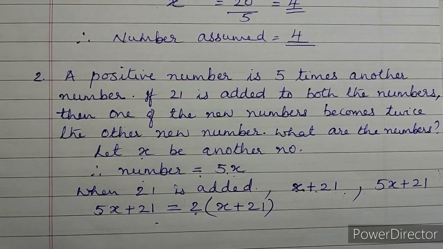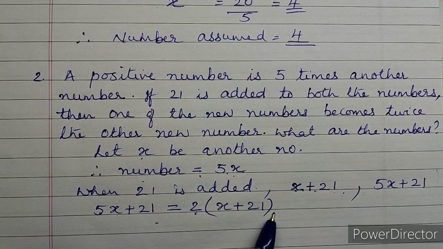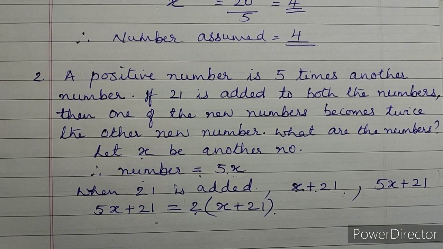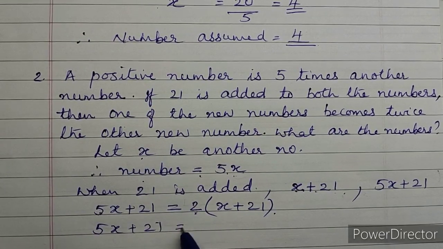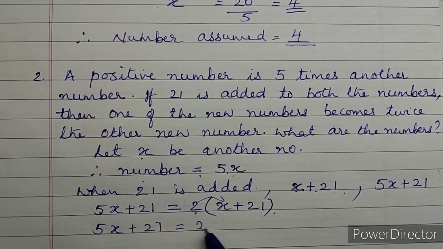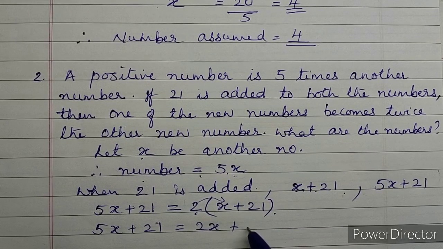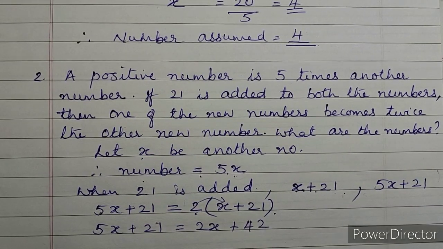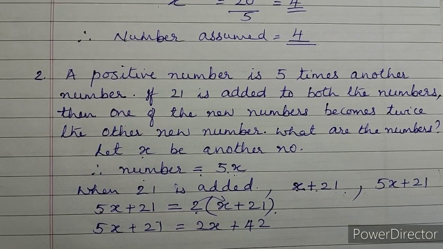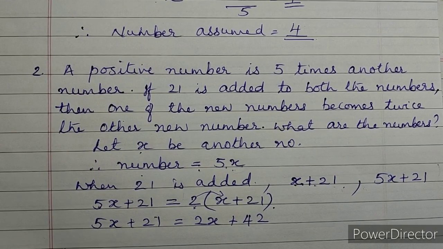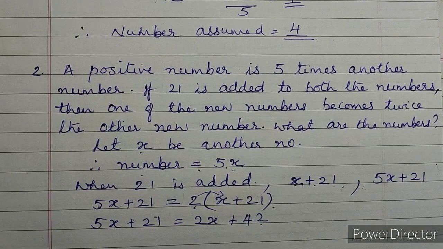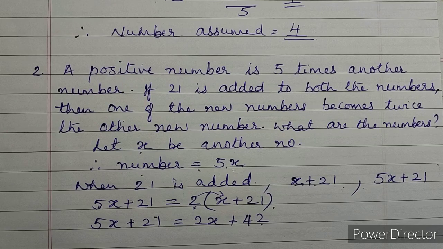So this is the format. Now open the bracket first. Make it in the linear equation form. Solve it. So 5x plus 21 equals 2 into x is 2x plus 2 into 21 is 42. So now this is the linear equation. Bring that x together, number part together, and solve it, find the value of x. Remaining sum, you try it, you will get it.